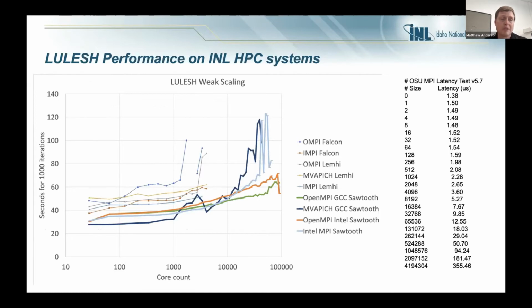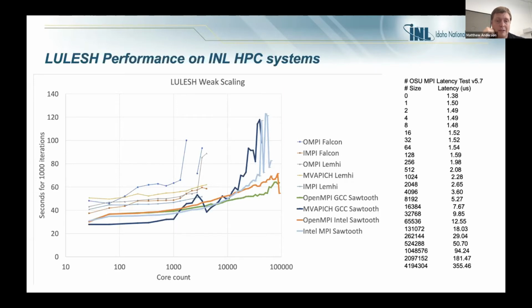Here's just a little overview of LULESH. This is the Livermore Unstructured Lagrangian Explicit Shock Hydrodynamics micro benchmark. And I just ran a couple of our systems, Falcon, Lemhi, and Sawtooth, with a couple different versions of OpenMPI, Intel MPI, and MVAPICH on each of these systems. And yeah, MVAPICH is the best on our biggest system, Sawtooth.